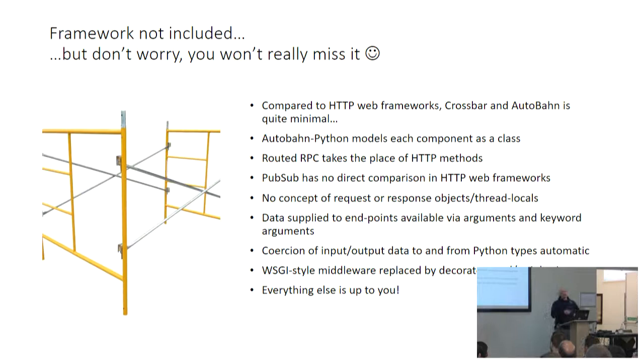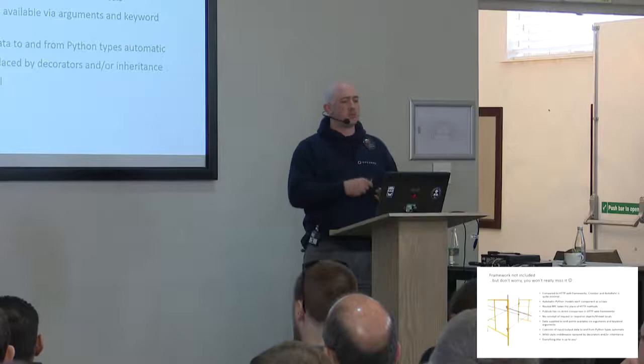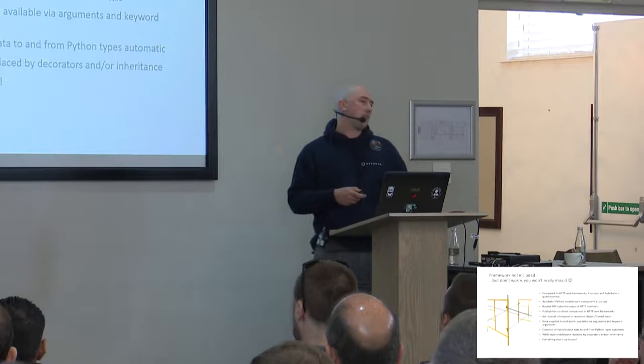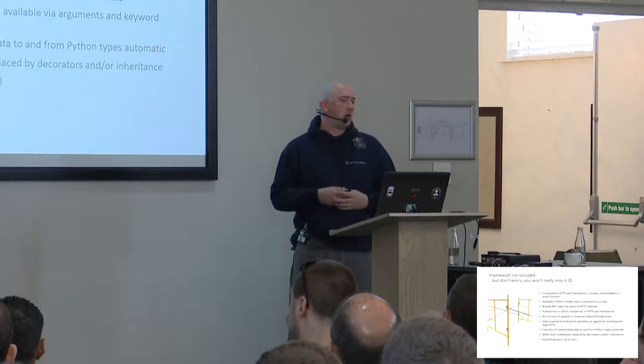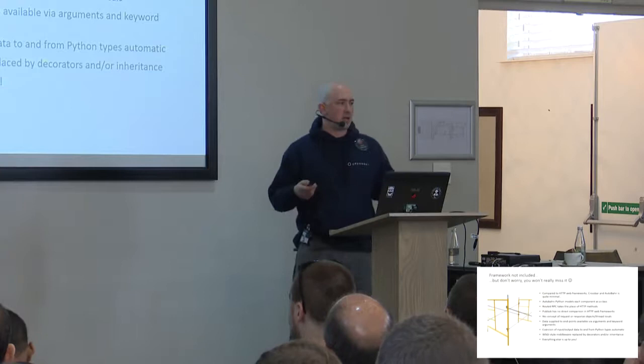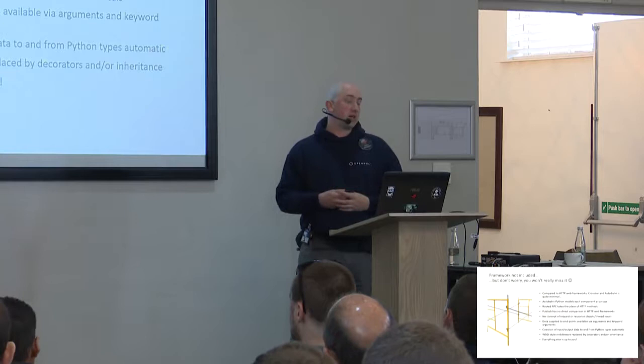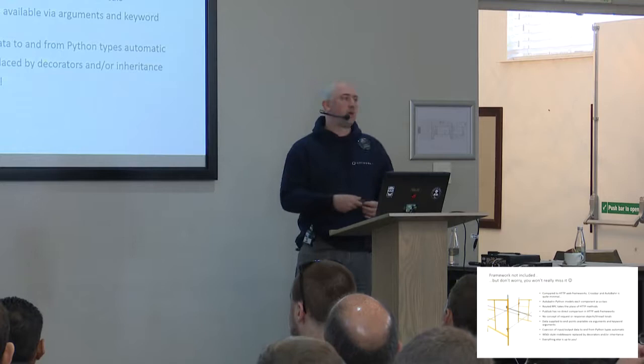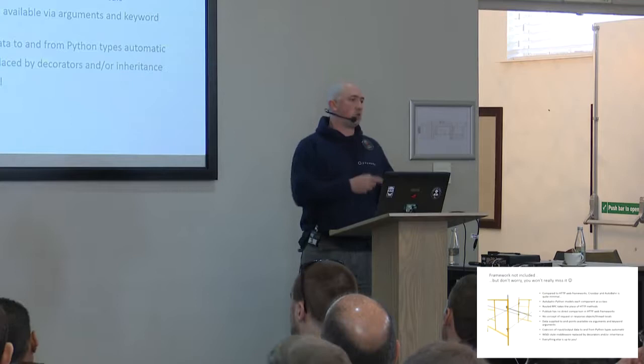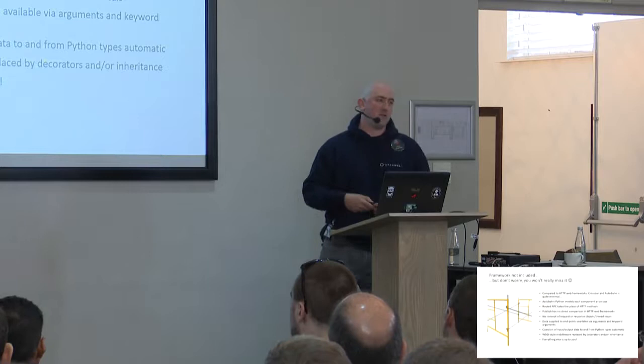One of the things you might find quite interesting if you're working with Crossbar and Autobahn for the first time is there's no real concept of thread local request response objects, nothing like that. When you have an endpoint function that's called for handling RPC, you get the parameters directly. They're already deserialized into Python data types. You don't have to worry about constructing additional request response data. There are no HTTP headers to worry about. This is because by comparison with HTTP, WebSockets is a much lighter protocol. The amount of data that gets sent with each WebSocket message as compared to an HTTP one is a lot less. It's quite minimal, in fact.